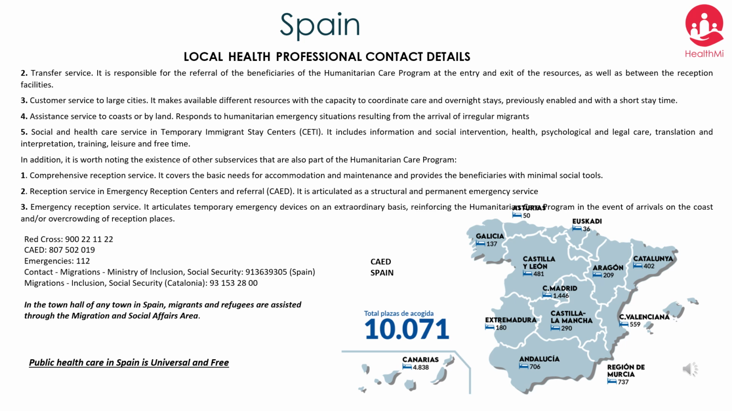Contacts: Red Cross 900 22 11 22, CAED 807 502 019, Emergencies 112. Migrations, Ministry of Inclusion, Social Security: 913639305. Catalonia: 93 148. In the town hall of any town in Spain, migrants and refugees are assisted through the Migration and Social Affairs area. Public healthcare in Spain is universal and free.